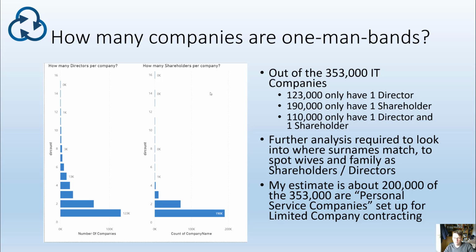So on that basis, I think realistically, I'm going to assume that one director and one shareholder is a one-man band. And there is further analysis I can do to compare the names of the director and the shareholder to see if they are the same person. And also expand that out a little bit to say, if you've got a director and two shareholders, if those two shareholders have the same surname, the chances are they're husband and wife or father and son, and therefore more likely to be a smaller family-owned limited company for the purposes of doing contracting work. So a bit more work to do to try and iron this lot out. But a reasonable portion, I'm guessing around about 200,000 of the 353,000 companies, will be personal service companies, companies with an individual who's using it for contracting purposes.